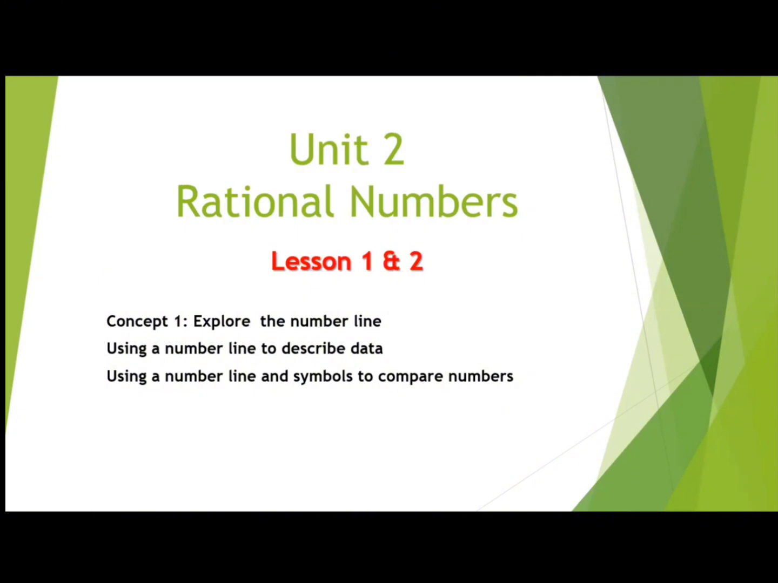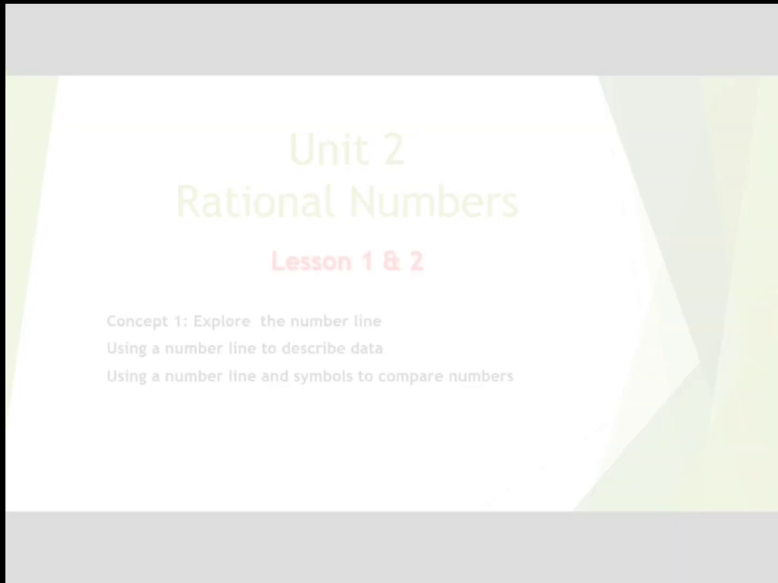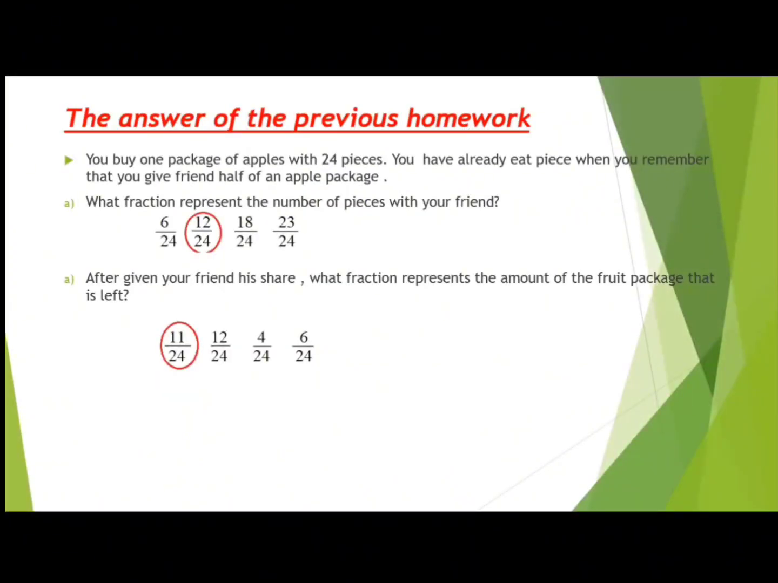Unit number 2, Rational Numbers. Lesson number 1 and 2. In Concept 1, explore the number line. Lesson 1, using the number line to describe data. Number 2, using a number line and symbols to compare numbers. The answer of the previous homework.